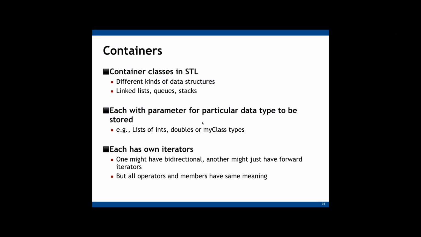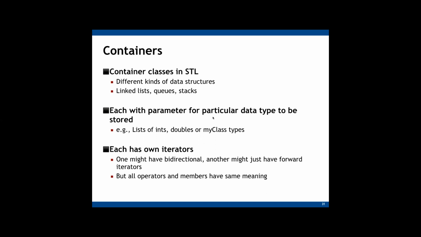Container classes are different kinds of structures for holding data. List, queue, stack, they all host data but use different data structures. And because a container is a template class, it uses a type parameter. For example, list of int or double or custom class type. You have to specify the type for the container, just like we learned from the template class concepts.